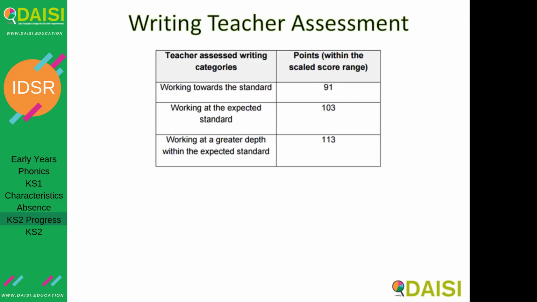Writing at Key Stage 2 is not exam assessed, it's teacher assessed, and therefore the scale that we've just been seeing with 79 and below has been extended upwards for writing. Working at the expected standard has been assigned 103 scaled score, at the greater depth 113, and working towards 91, so everything else is 79 and below.